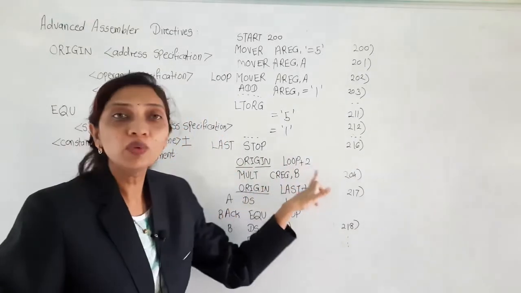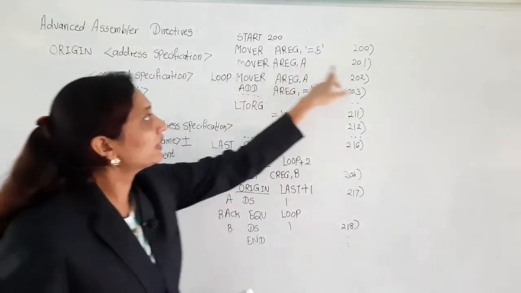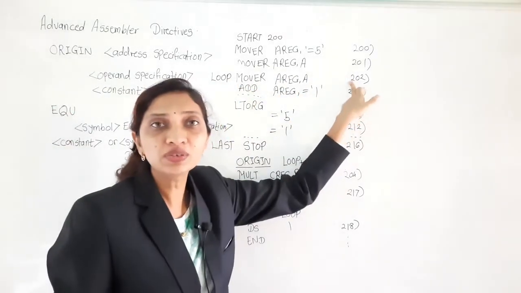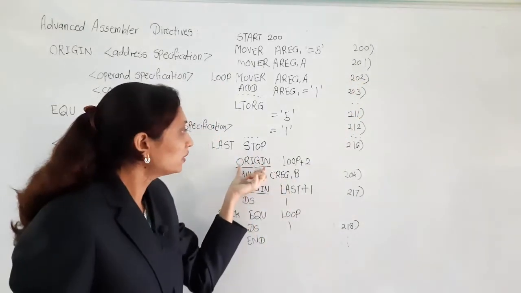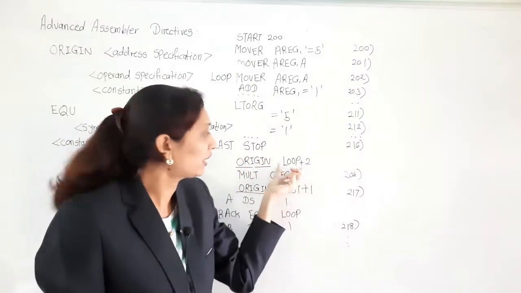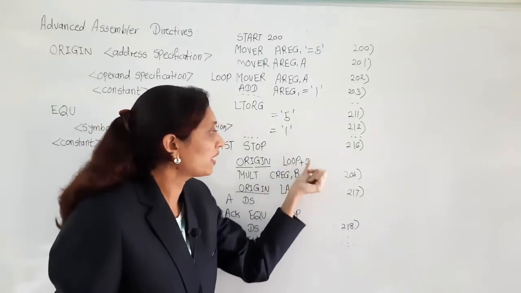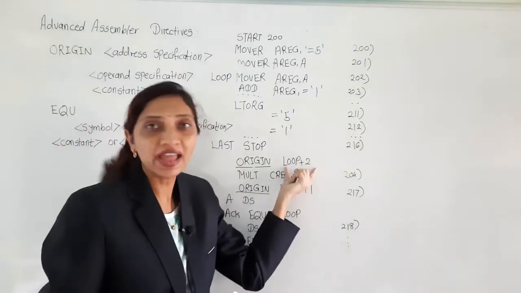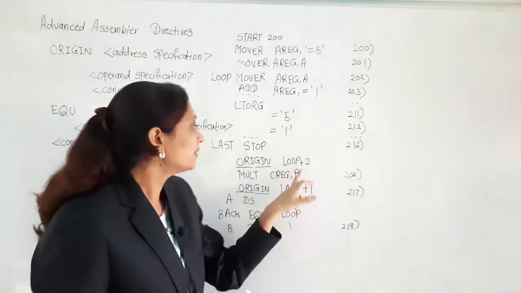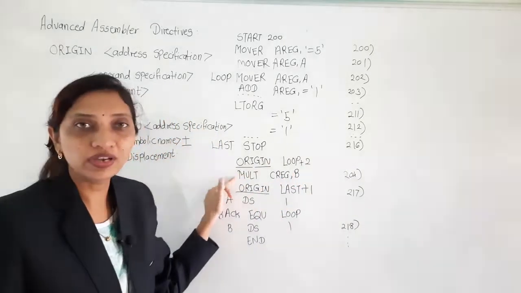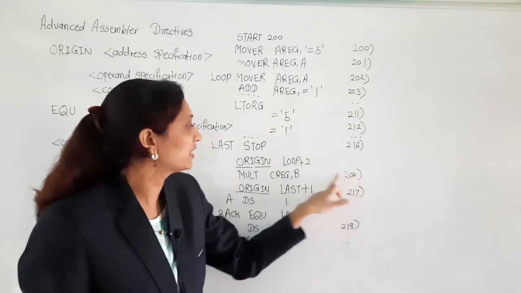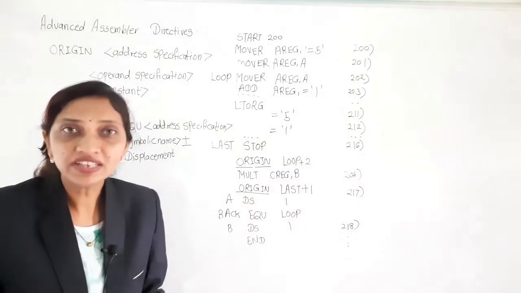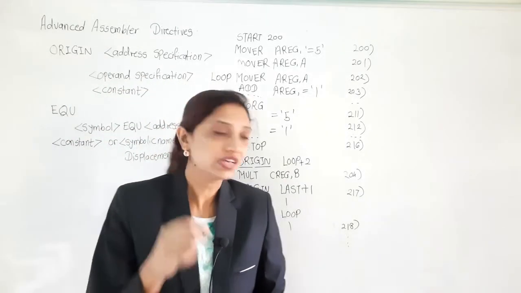ORIGIN LOOP plus 2. Here LOOP contains which address? Which address is the symbolic name LOOP associated with? 202. So here LOOP is associated with the address 202, plus 2 means 204, which means the location counter is initialized by the address 204. When the next instruction is executed, the address 204 is given to that instruction. In this way the ORIGIN statement changes the address in the location counter.